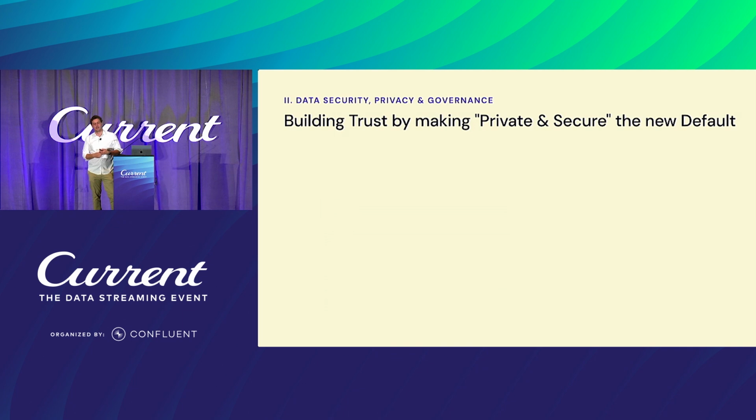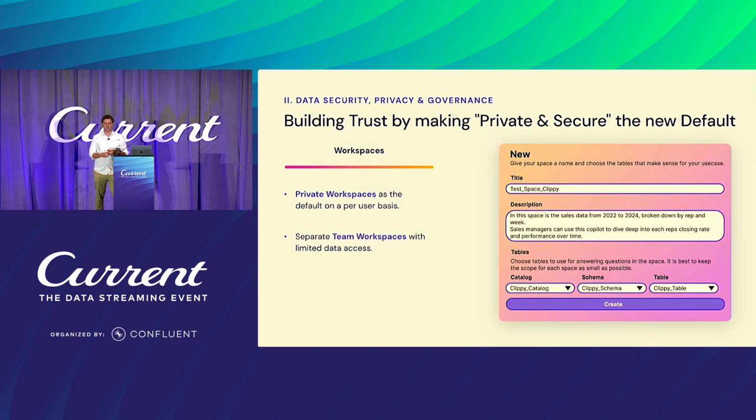Second topic, data security, privacy. This is always, I think, one of the most challenging topics when you talk to an enterprise, because it's really important to build trust and making private and secure the new default, kind of. So one way of doing that is obviously by the workspaces we already mentioned. So first of all, every user should have their private workspace where, let's say, only their data is accessible.